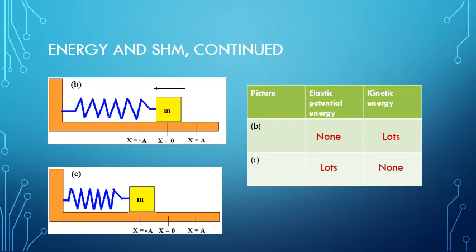In between those points, it has both kinds, and it's just losing one kind and gaining the other, depending on what direction it's moving. As it goes from B to C, it's losing kinetic energy, and it is gaining elastic potential energy.